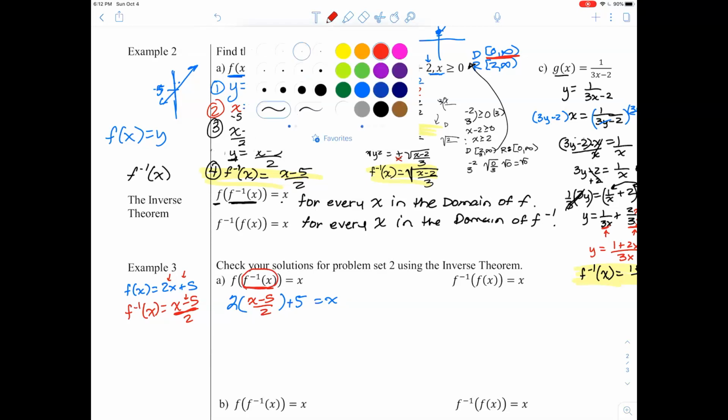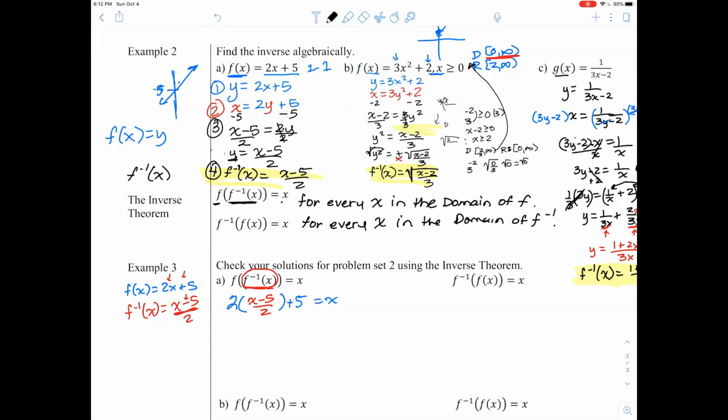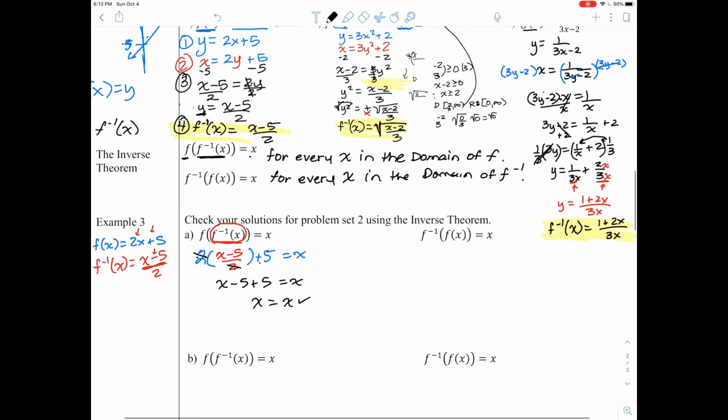Now let's simplify that. I'm going to grab my back pen here. First I would want to multiply, because multiplication comes before addition, but I can cross simplify those 2's. So that leaves me with x minus 5 plus 5 equals x, and you can see that that's x equals x. And so I'm halfway sure that x minus 5 over 2 is actually the inverse function, but before we finish, we do have to go the other way and plug the original function into the inverse function.